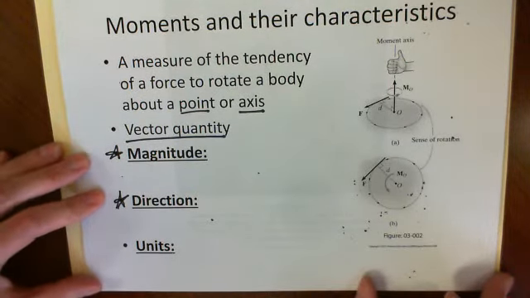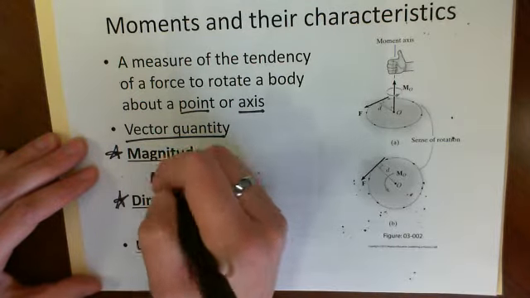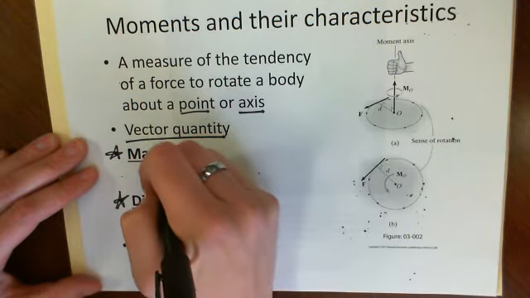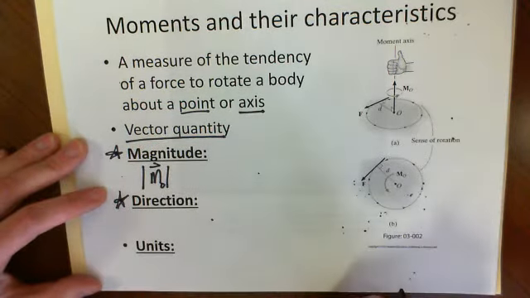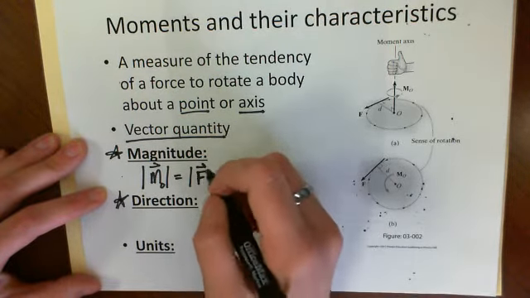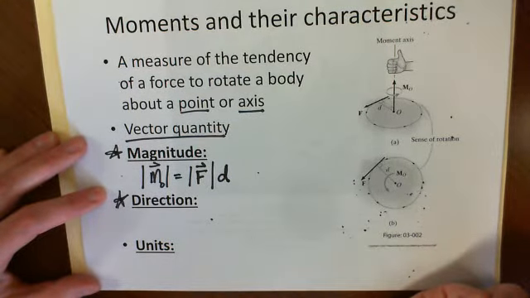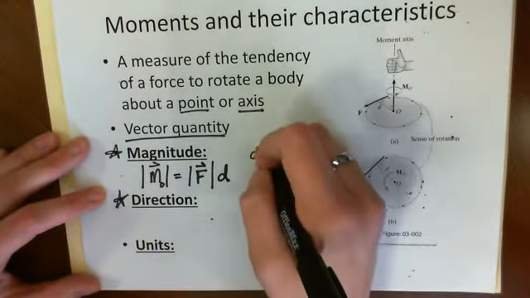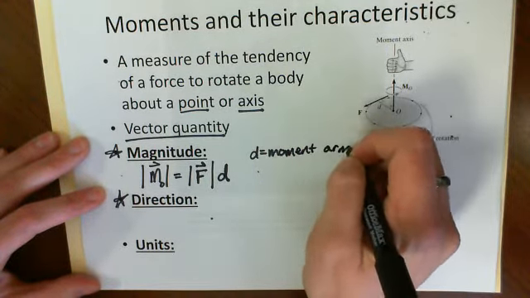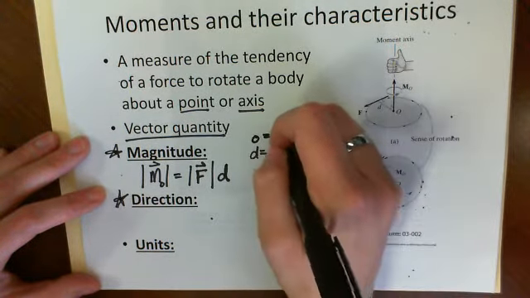What does that mean? That means it has magnitude and direction, not just magnitude. So when we talk about the magnitude of our moment about some point O, it is equal to the magnitude of the force being applied times the moment arm. O is our point, which is our moment center.